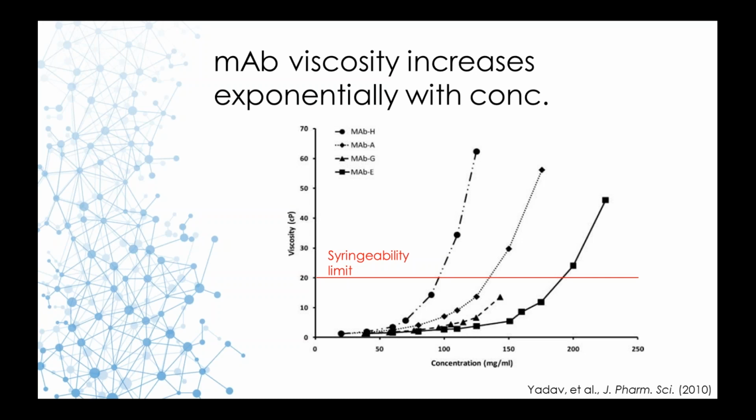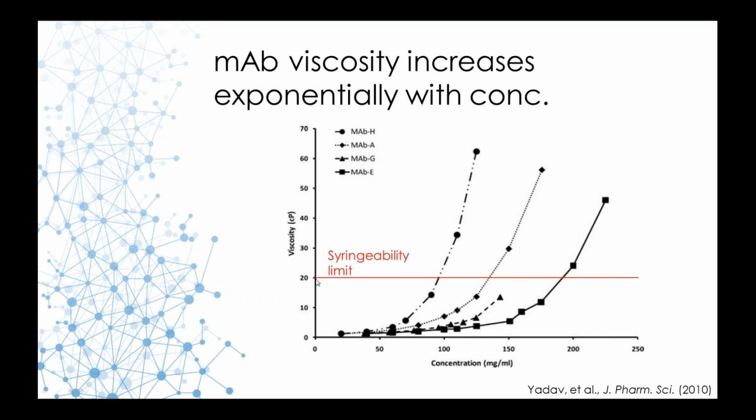However, the challenge with this is that as antibodies become highly concentrated, their viscosities become very high. It has been shown numerous times that the viscosity of antibody solutions increases exponentially with their concentration. Interestingly, even though all these antibodies have essentially the same size and shape, these viscosity profiles can be very different, as seen on this graph here.